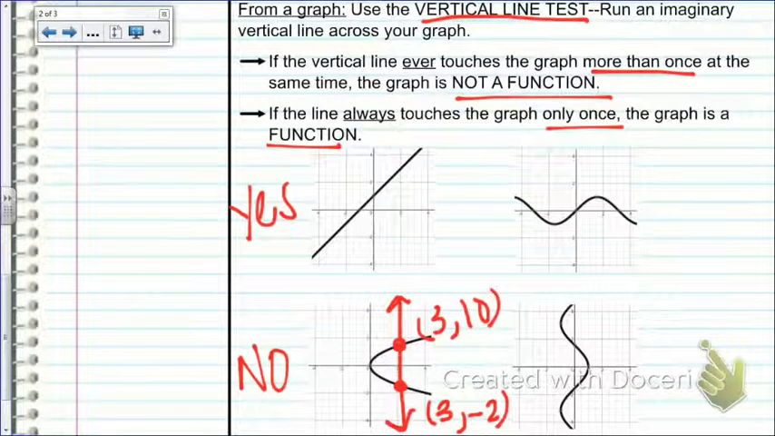So this is the graphical representation of what we were just doing above. Jen? Wouldn't that, since they're right above each other, wouldn't that be 3, 10 and 3, -10? Yeah, probably. I just made up points. So you're right. Yeah, it's symmetrical.